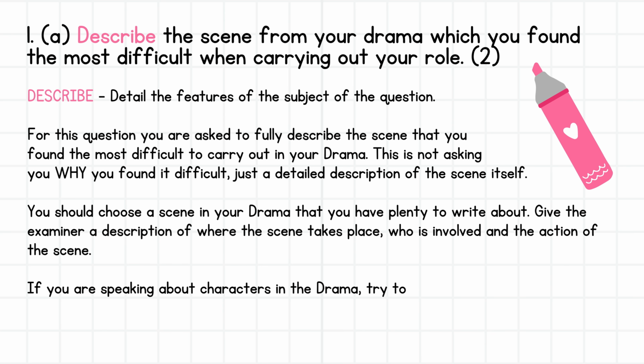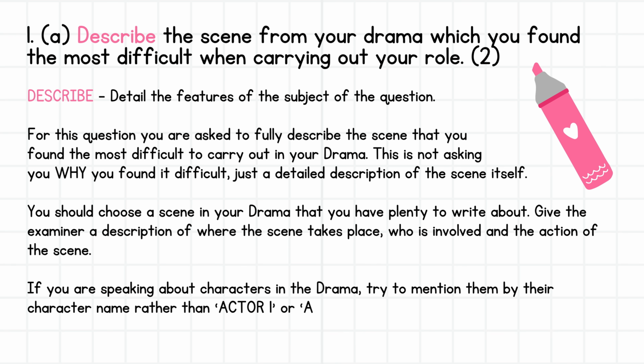The SQA marking scheme states that for 2 marks, the candidate must have fully described the scene which they find the most difficult when carrying out their role, and for just 1 mark, the candidate has given a simple or basic description of the scene which they find the most difficult when carrying out their role.